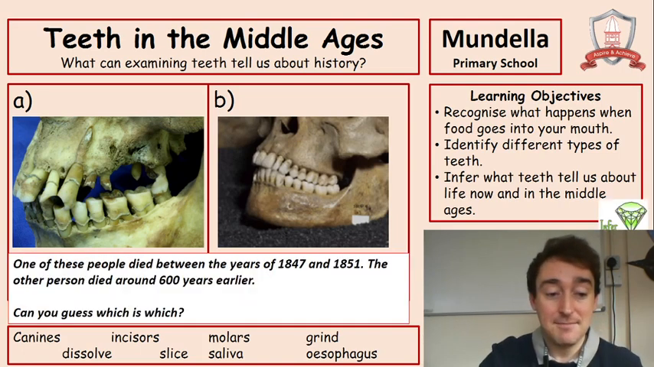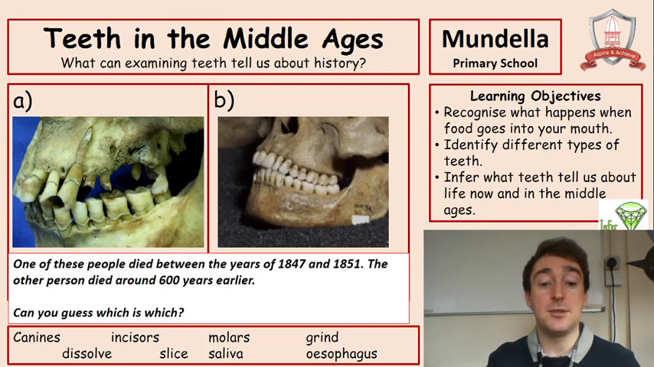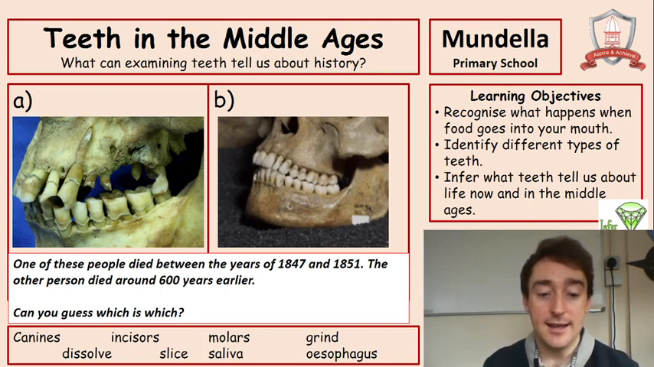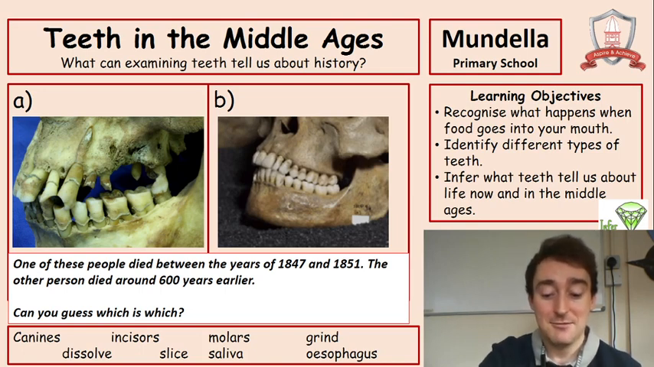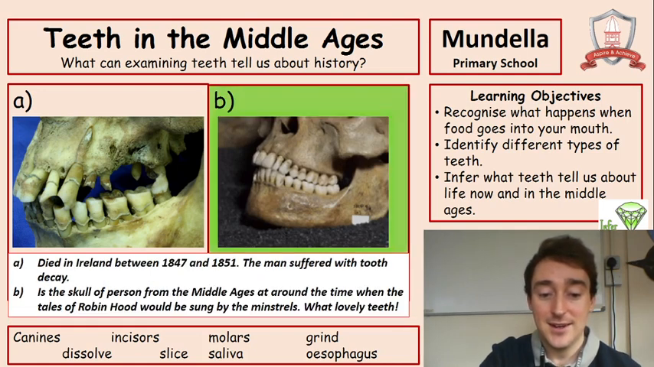Let's see. Well, one of these people died between the years of 1847 and 1851. So that's about 150 years ago. And the other person died 600 years earlier than that person. I wonder if you can guess which one is which. Have a go. We'll find out in 3, 2, 1.